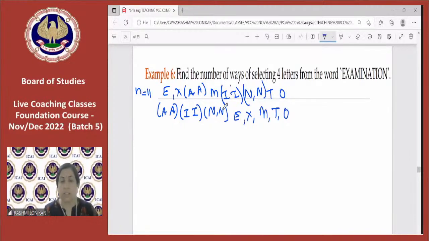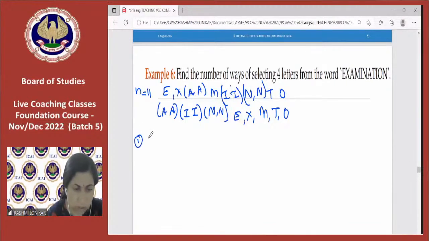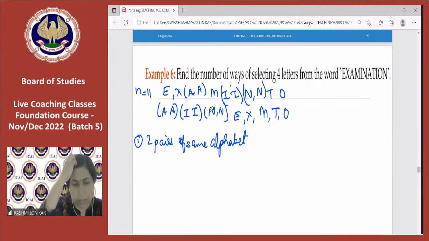Is that clear? So now what are my options? I have to find the ways of selecting these. So the first option is two pairs of the same alphabet. So how many pairs are there? 3 pairs. Out of these 3, I am choosing 2.